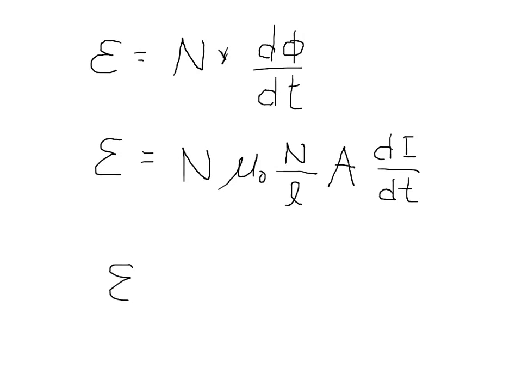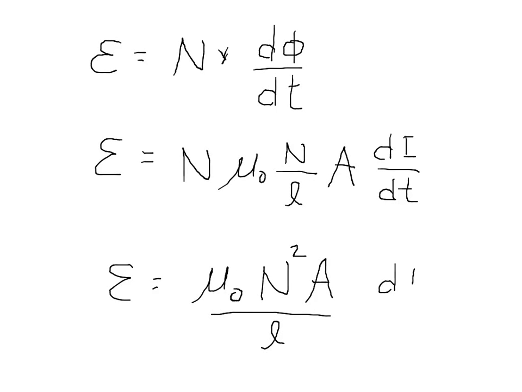So if we simplify this, just combine some things together here, we get mu naught times N squared times the area. Now in this case, that's going to be the area of the circle formed by each of the windings. In the past we had to worry about, is this the area of the big wire loop around the solenoid or the area of the solenoid itself? But in this case, we only have the solenoid. We don't have a separate wire. And then we've got all this over L. And then here separately is the di dt.